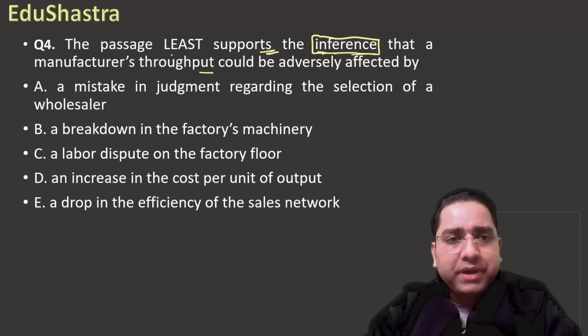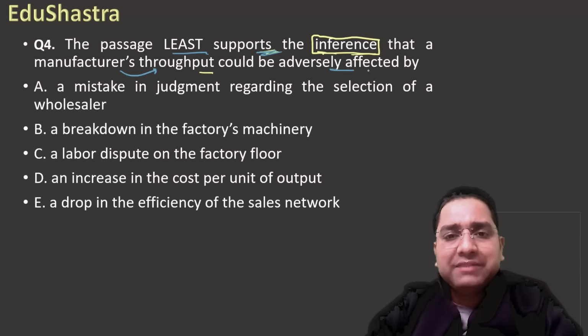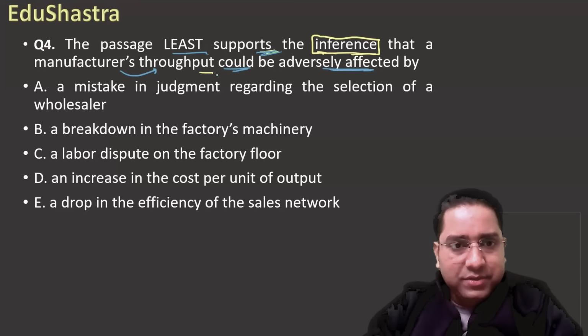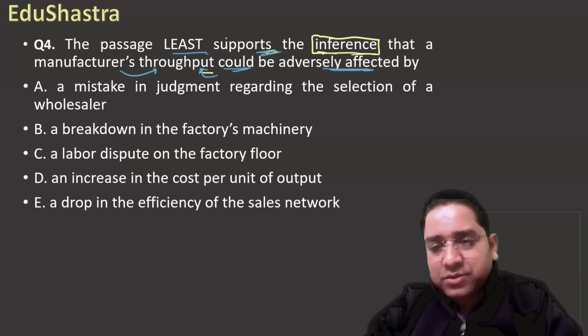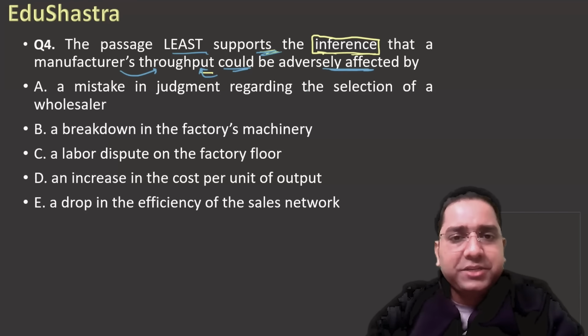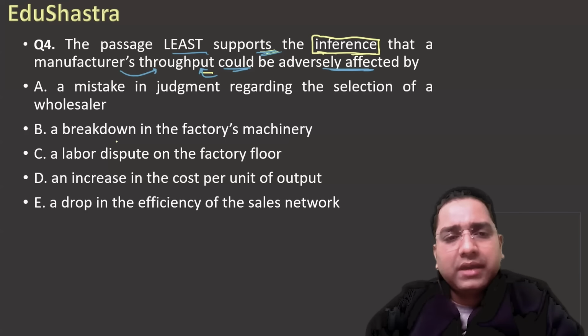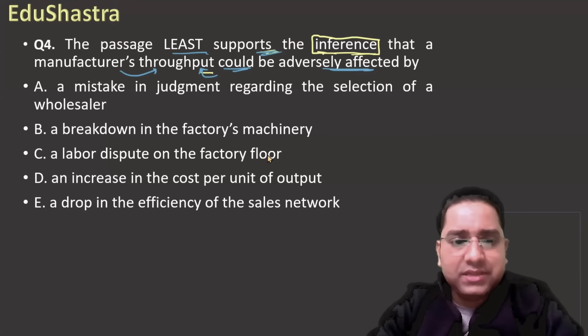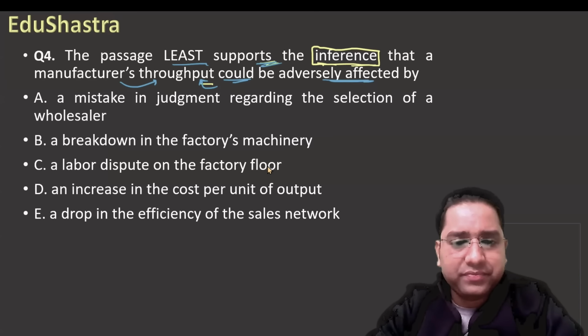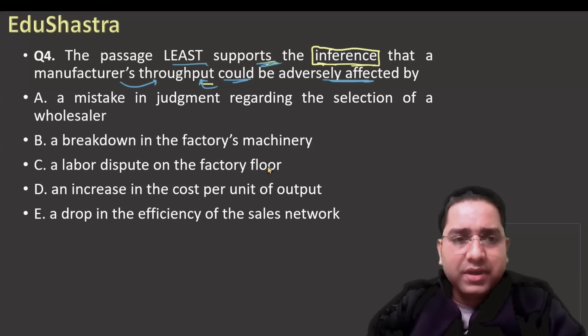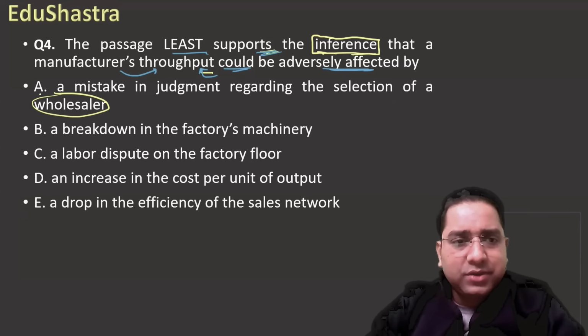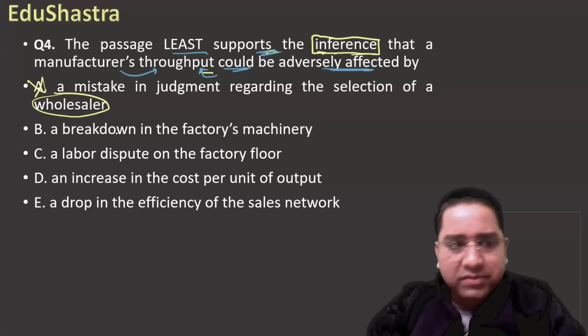Next question, which the passage least supports the inference that a manufacturer's throughput could be adversely affected by. So throughput means the parts, components. A mistake in judgment regarding the selection of a wholesaler? I don't think so. This should be the concern. Can we roll it out? Please answer. Because wholesaler is not the matter of concern.